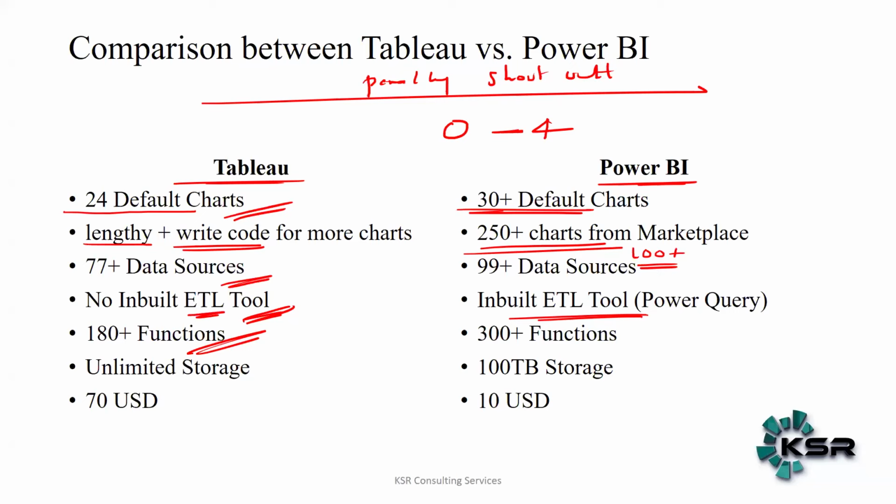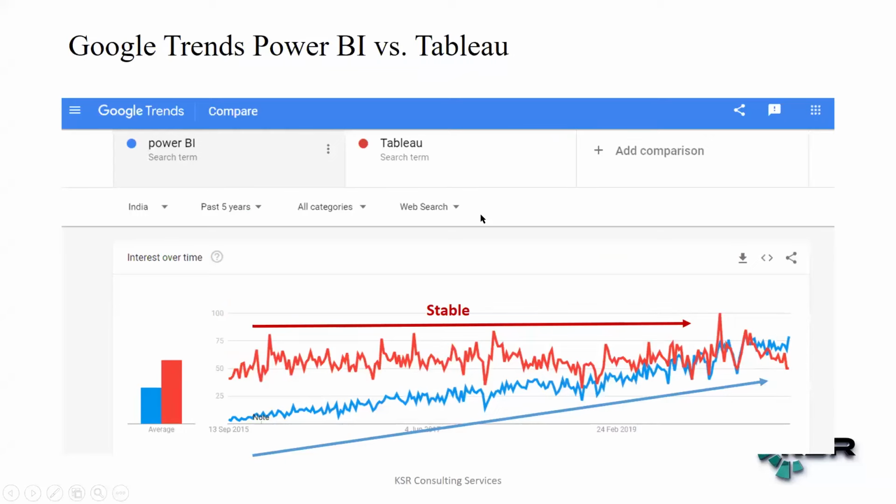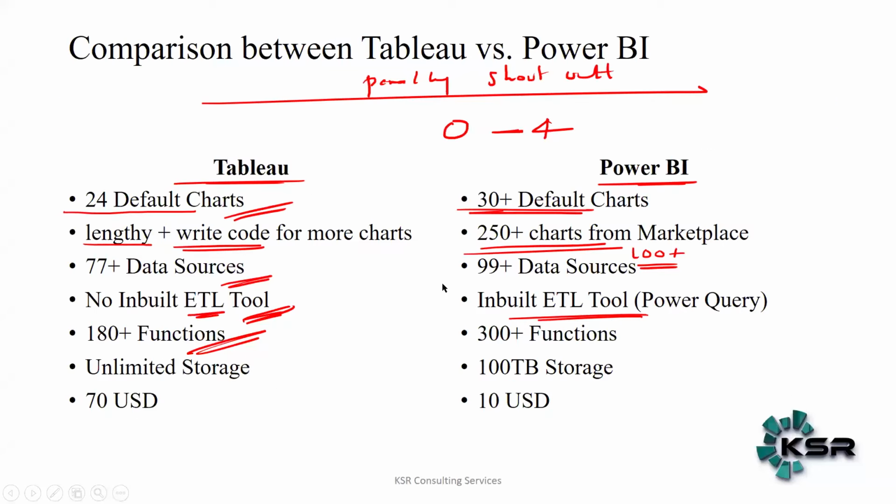The good thing about Power BI again is that Power BI has 300 functions, whereas Tableau has 180 functions. So obviously, the fifth goal is also scored by Power BI.